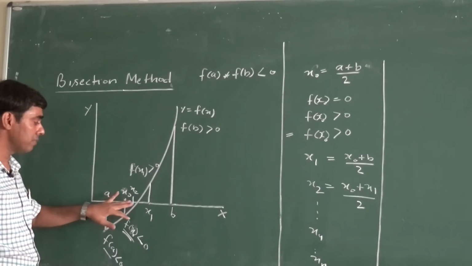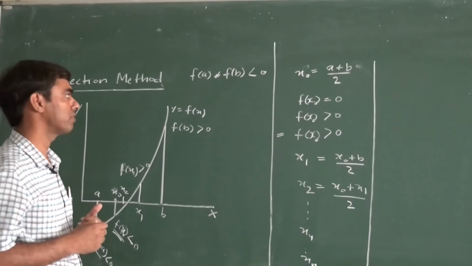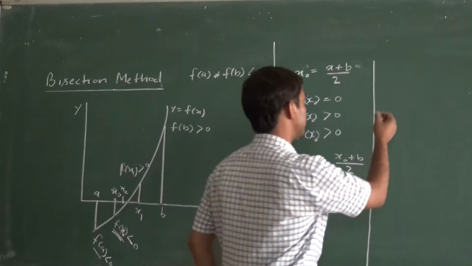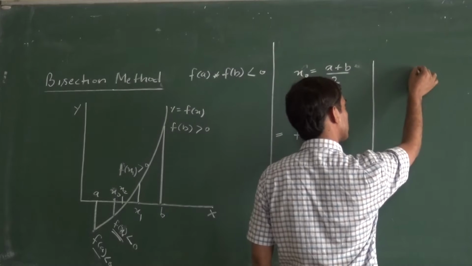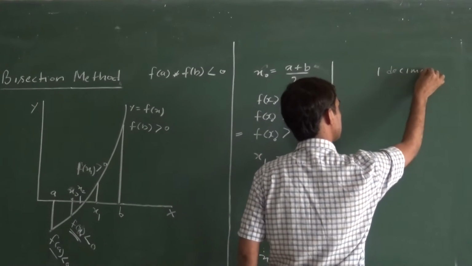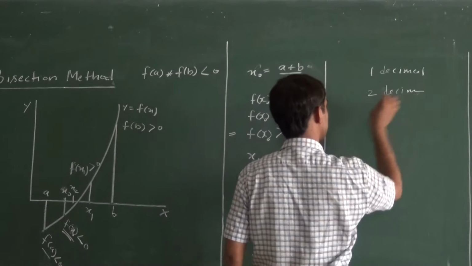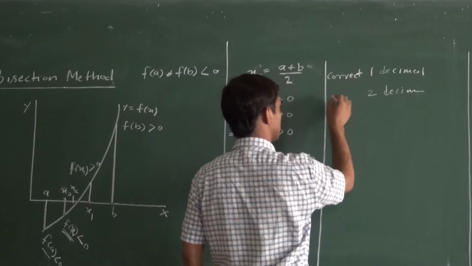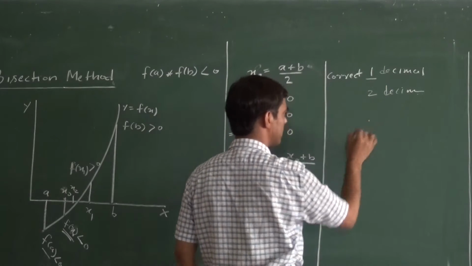This can be decided on the basis of the desired level of accuracy. What is the meaning of this? Desired level of accuracy means either we try to find the solution correct up to 1 decimal place, or 2 decimal places, correct up to 3 decimal places, and so on.